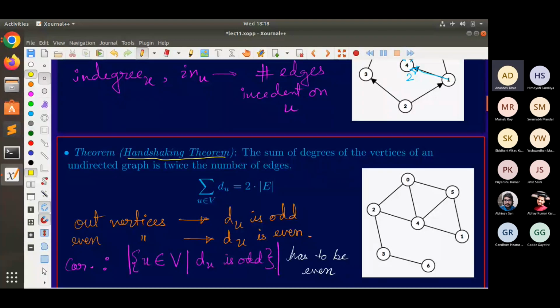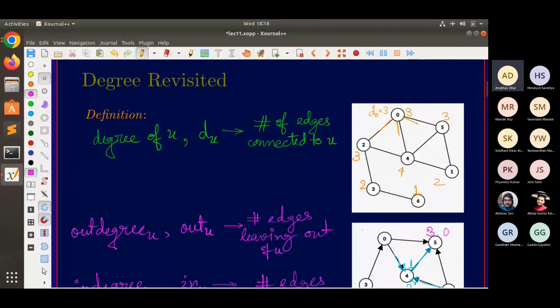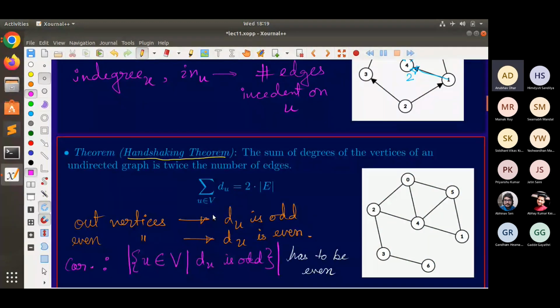So is this corollary clear, more or less? Over here, if you see, I've written down the degrees of these vertices. You can see that this is an odd vertex, this is an odd vertex, this is an odd vertex, this is an odd vertex. So there are 4 odd vertices. You cannot construct a graph such that it has only 3 odd vertices, right? Does that make sense? Or is there some problem with it? Clear.